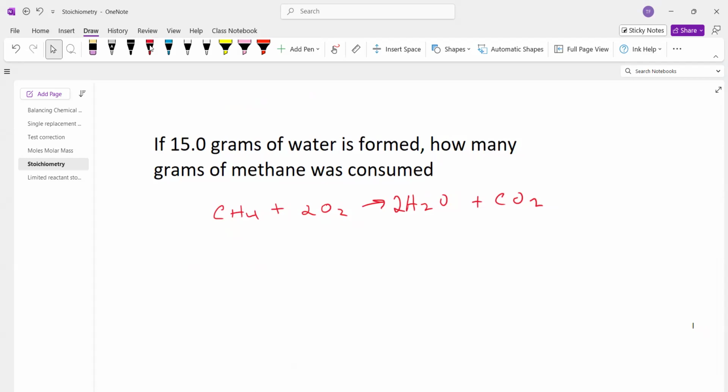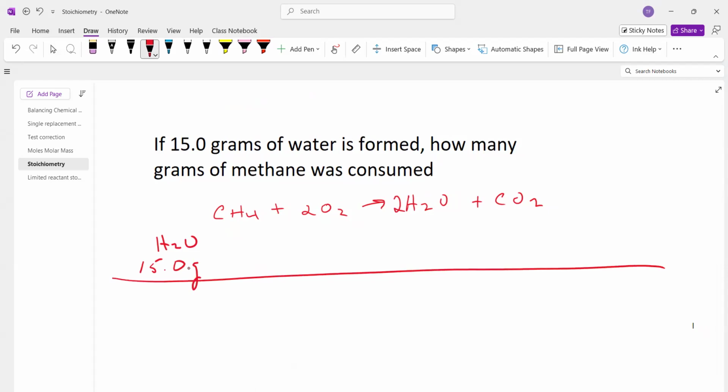Okay, step one is balance the equation. Step two is what's given? 15 grams of water. Now make sure you put the water up there above the given in this case. Okay, what are we trying to calculate? Grams of methane. So now we need to go from water to methane.